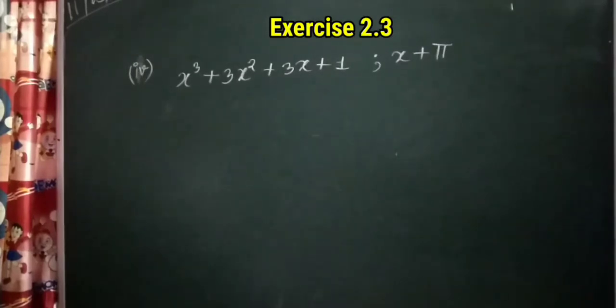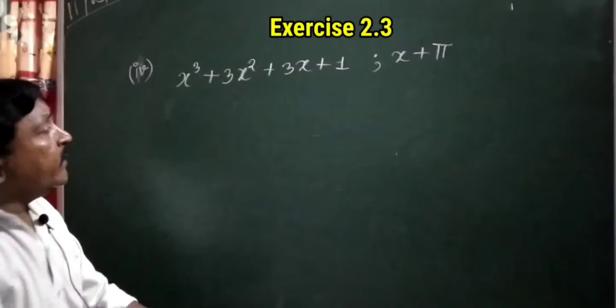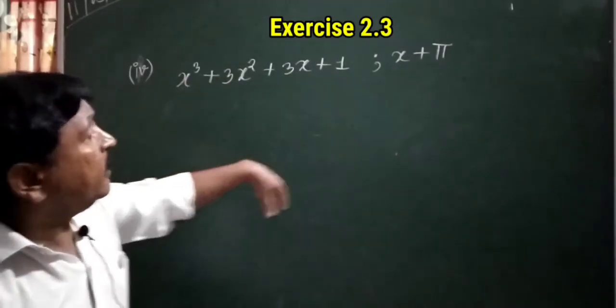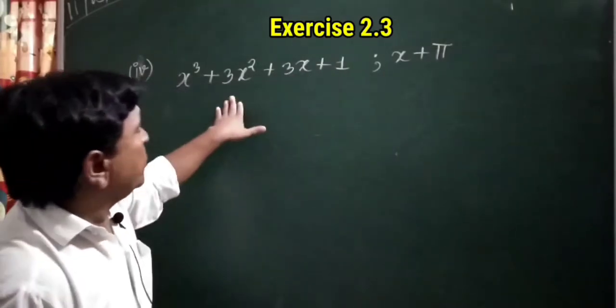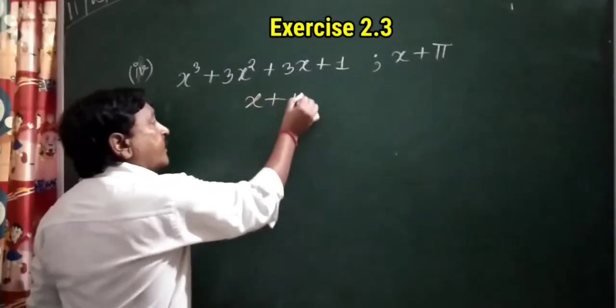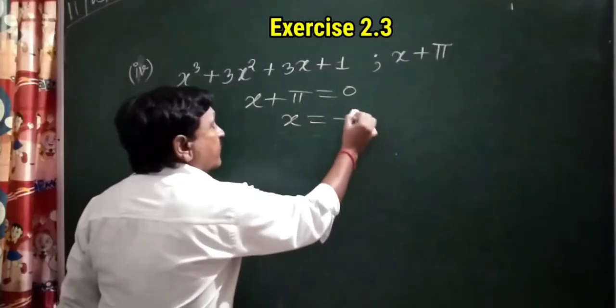Okay students, now see part 4th. Do the second, third and fifth parts by yourself. I am just doing one more part for practice. In part 4th, again we have to divide by x plus pi. This polynomial is the same, so the method is the same. First of all, x plus pi equals 0, so x will be equal to minus pi.